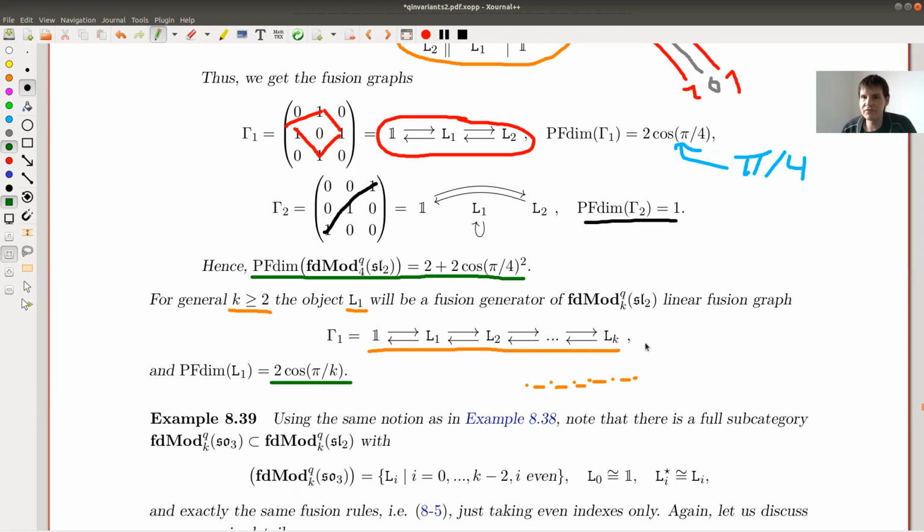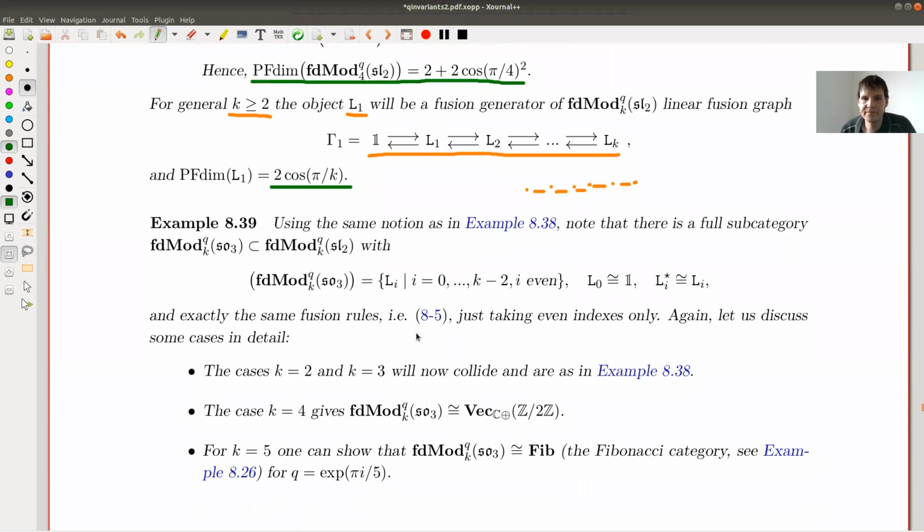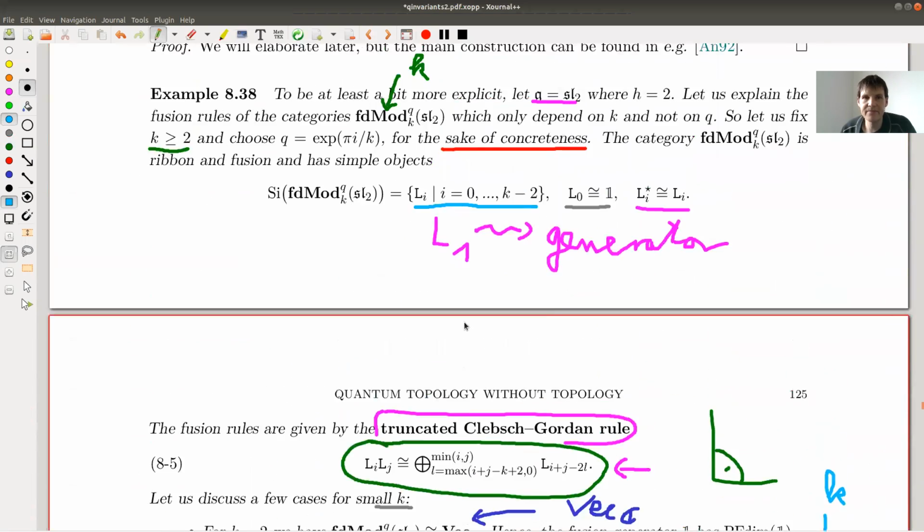And the corresponding fusion graphs are just these line graphs. The easiest non-trivial graph you can imagine, a line graph. Of course, they are strongly connected, right? So these things are certainly generators. Okay, so this is one of those examples of those fusion categories. Very easy one. Let me say it again.